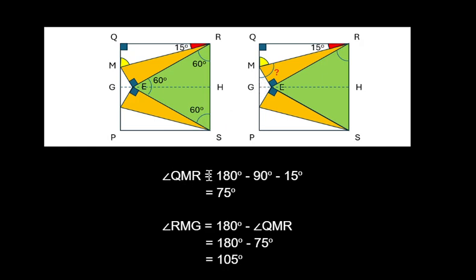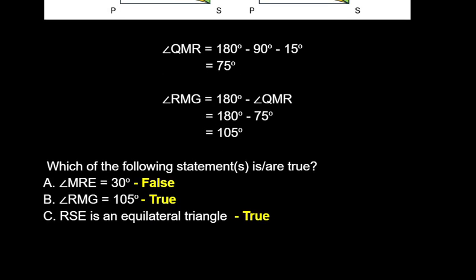So angle QMR is 180 degrees minus 90 minus 15, and I get 75. Angle RMG is simply this straight line here, and I subtract away the yellow part. So I take 180 degrees minus QMR, 180 minus 75, I get 105. So angle RMG is equal to 105, so it's true.